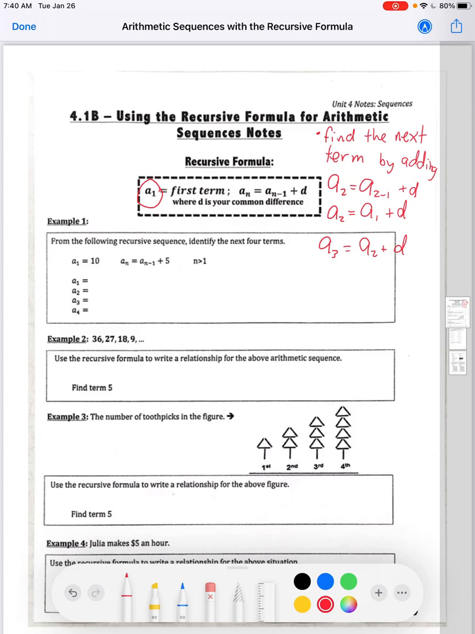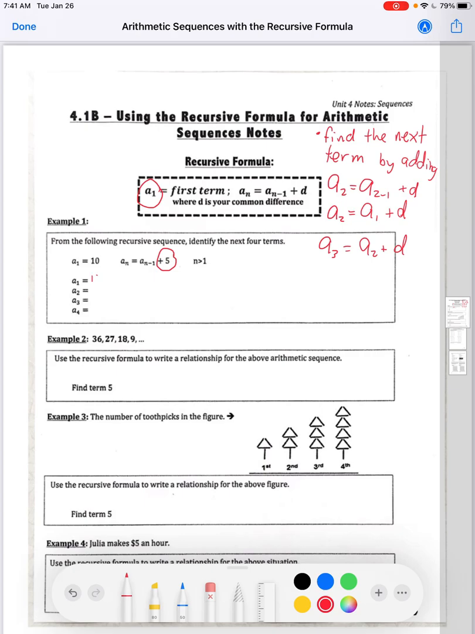Now let's go ahead and work our way through these 4 examples on this first page. We have a of 1 is equal to 10. We've been given the recursive formula. Notice our common difference in this case is 5. And we're told that n is bigger than 1. That's not particularly remarkable to us. You'll recall that sequences only deal with positive n values. So let's go ahead and work our way through it.